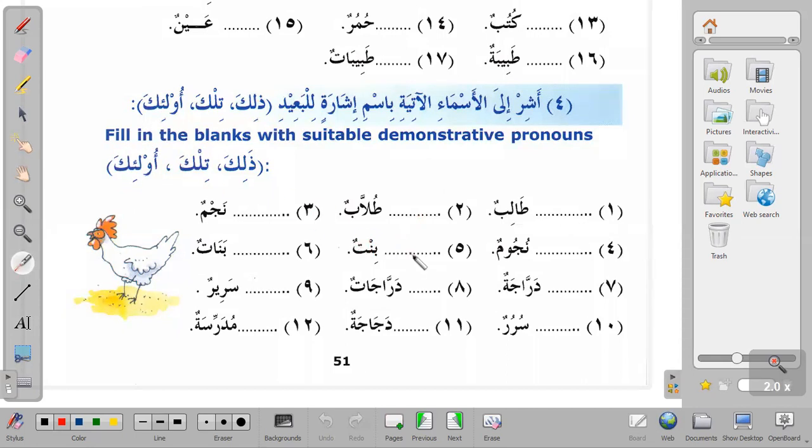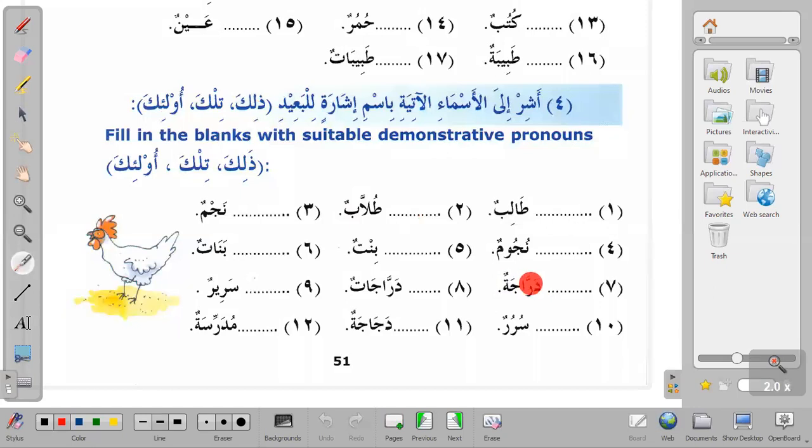We'll have here bintun. So we use what? Tilkia bintun. Okay. Then you have here banatun. So you got ulaika banatun. Okay. Then you have darajatun. So you use what?